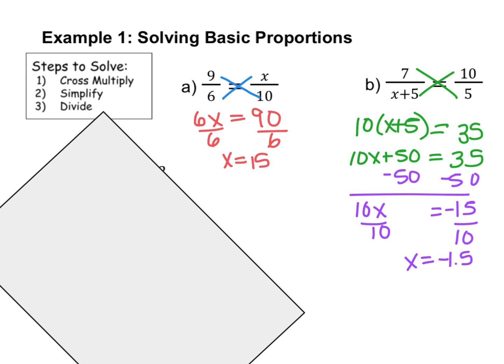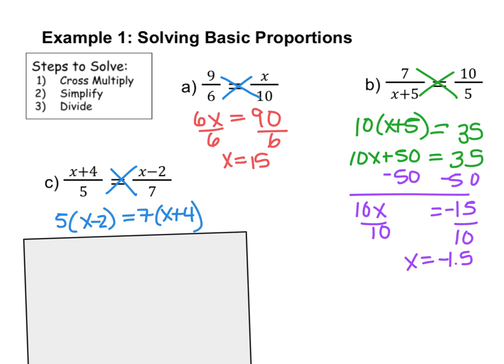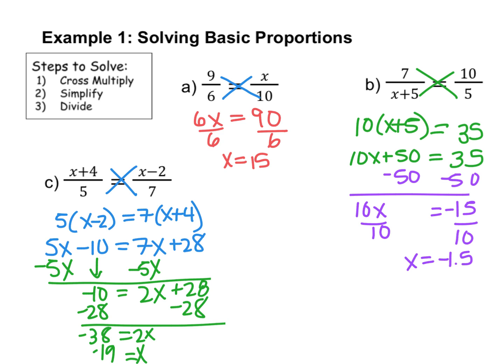Last one, this one has two expressions in the numerator, x plus 4 and x minus 2. So there's just going to be some double distribution. There's going to be distribution on the left and on the right. And so you just take care of that and solve it algebraically. 5x minus 10, 7x plus 28.